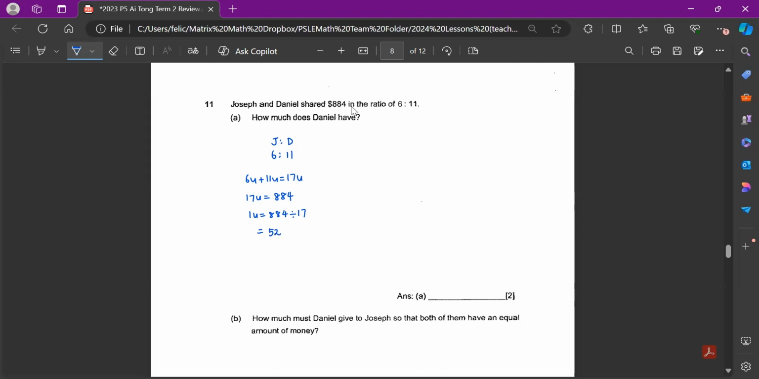How much does Daniel have? The question wants Daniel, so Daniel has 11 units. So that's it. This is pretty straightforward.